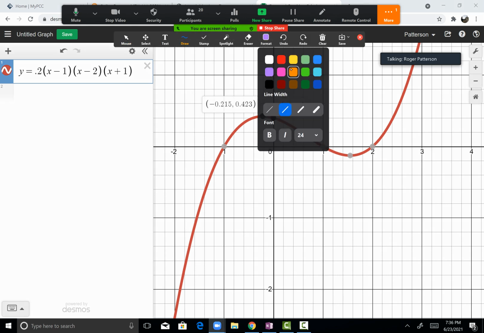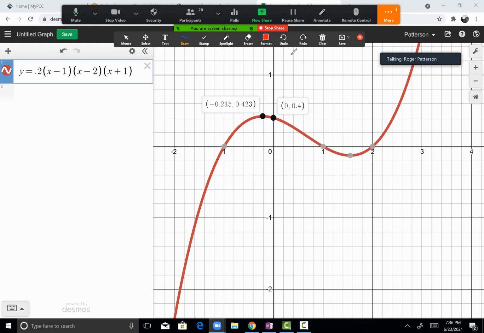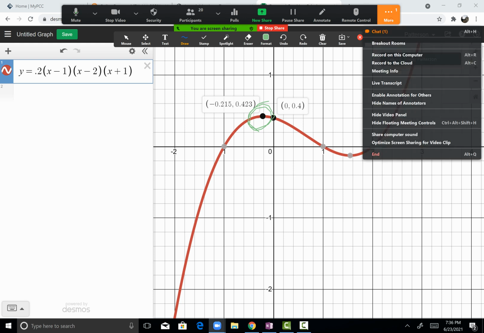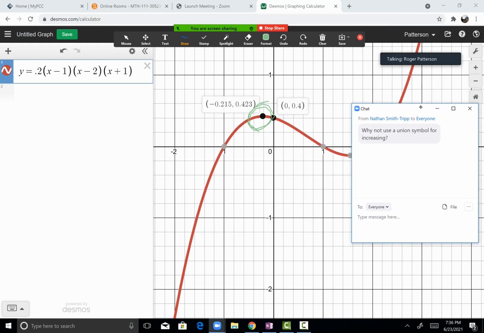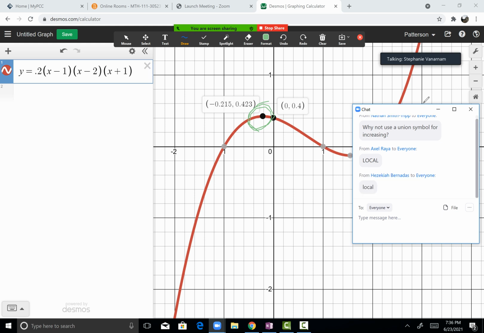I'm getting tired of purple. Let's do some orange, or I don't know. I don't want to do red because that's what it is. Green. This, is that local or is that maximum? Is it local or absolute? Local. Yeah, it's local.